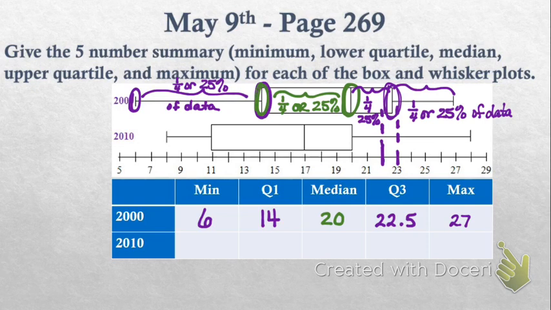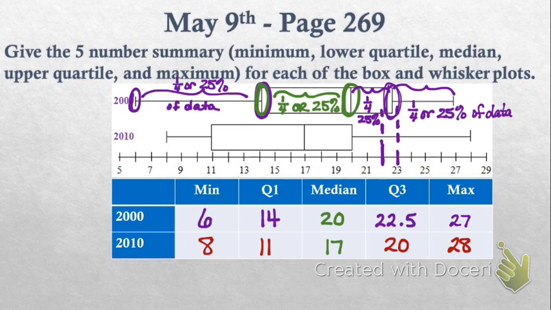All right, let's list these numbers out for 2010. What is our minimum for 2010? 8. What is the lower quartile, Q1? 11. What is our median? 17. Upper quartile, Q3? 20. And maximum? 28.